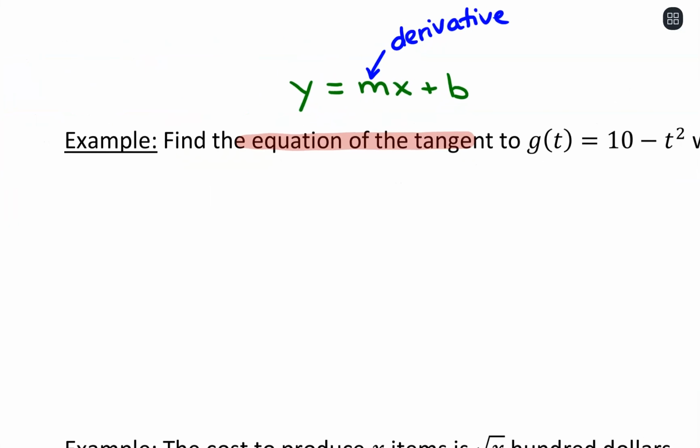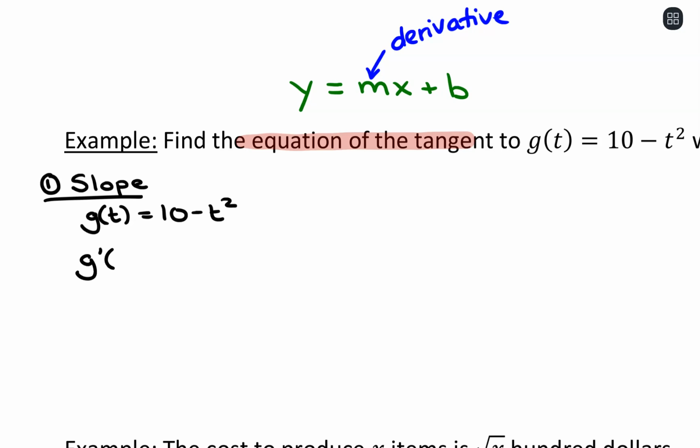All right, first step. What we're going to do is find the slope. So we're going to be taking the derivative at this point. So we have g of t, I'm going to go ahead and rewrite it. g of t equals 10 minus t squared. So we can think about taking the derivative of each term as we're going through.